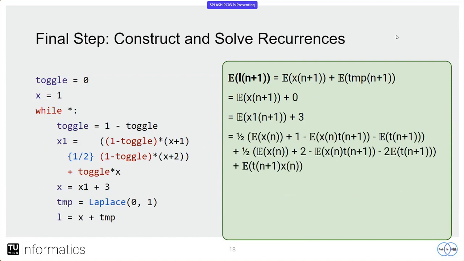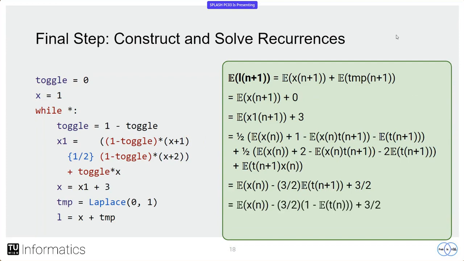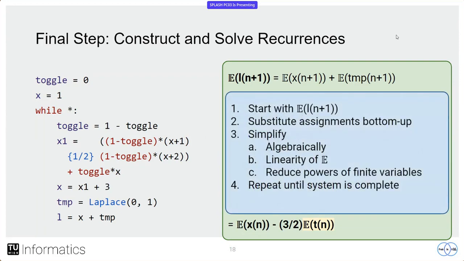Now it's a little bit more involved because of the assignment of x1, but there is nothing fancy to it. We just use the definition of the expected value on this probabilistic choice. So you get this weighted sum of the two branches. And if you do some algebraic simplification, you will get to this expression. And finally, we substitute the assignment for toggle to get to this expression. And if you simplify it, you arrive at the bold expression at the bottom. So here is then the recurrence equation for the expected value of L. Expected value of L in the next iteration is equal to the expected value of x in the current iteration minus 3/2 times the expected value of toggle t in the current iteration.